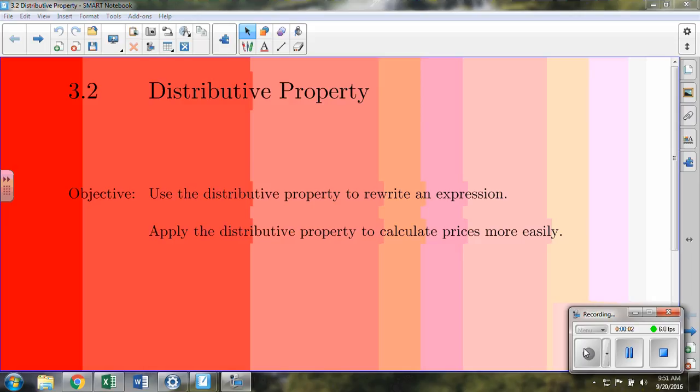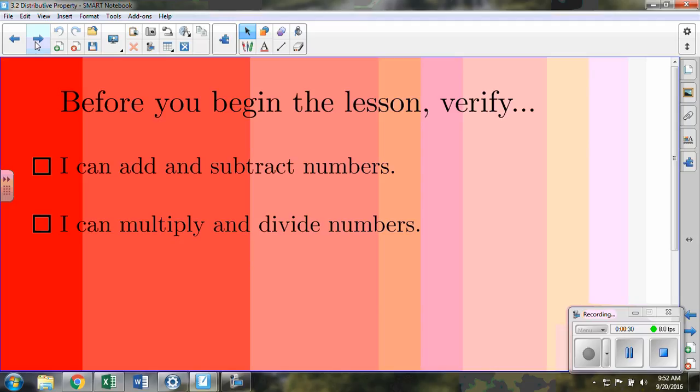In this lesson, we are going to work with the distributive property. In particular, we are going to see how we can use the distributive property to rewrite an expression. That is, we'll be able to change the way it looks to give us a different format. And then we'll also see how we can use the distributive property to calculate prices a little bit more easily, basically give you a use for it.